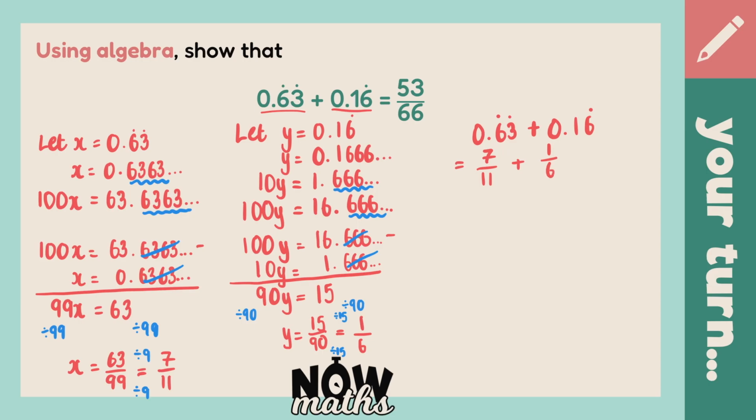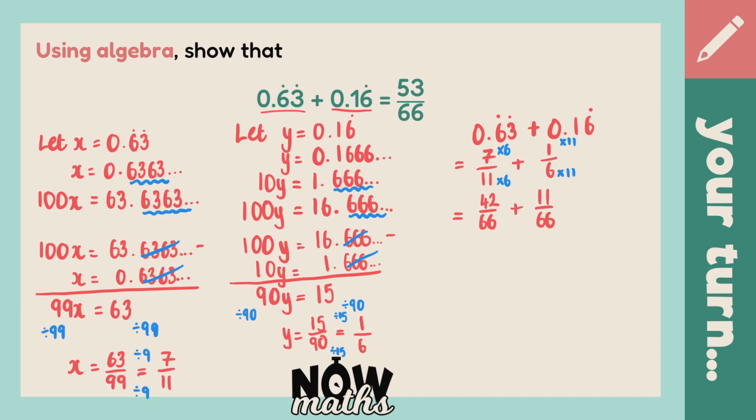Now we need to add the two fractions together. So a multiple of 11 and 6 that we could use is 66. So let's get a common denominator of 66. And to give us a denominator of 66 on the first fraction, we multiply by 6, and 7 times 6 is 42. And on the second fraction, to get a denominator of 66, we multiply by 11. So 1 multiplied by 11 gives us a numerator of 11.